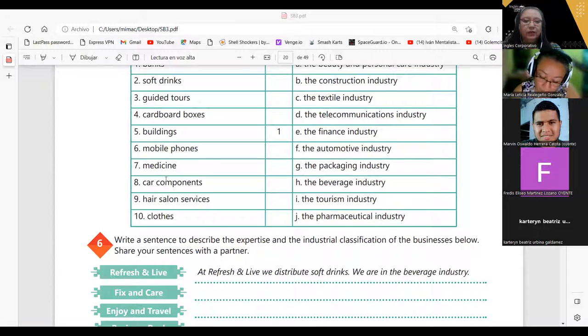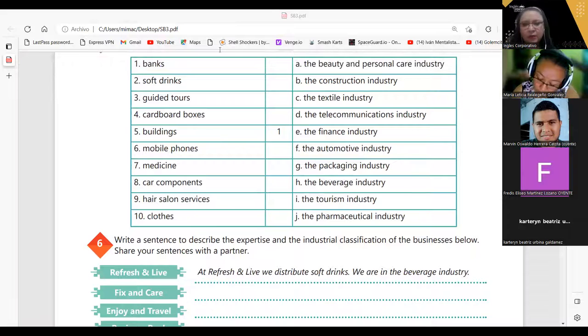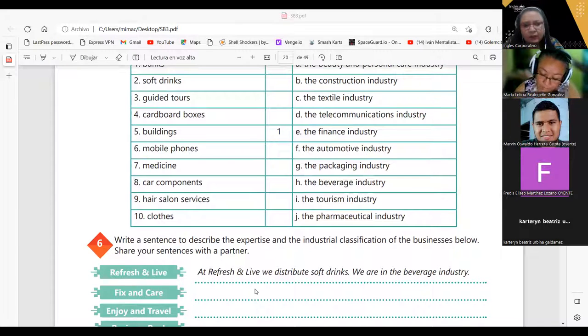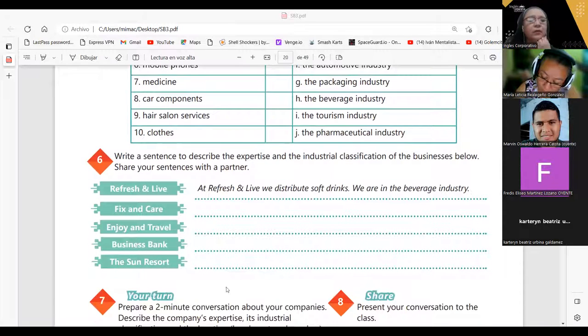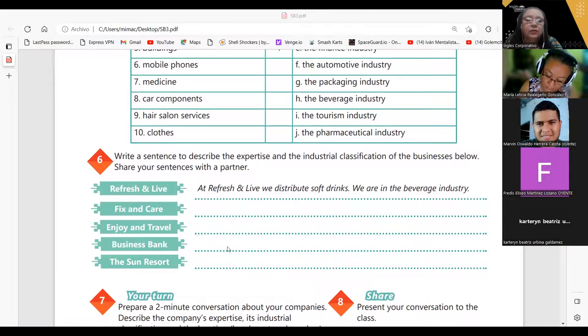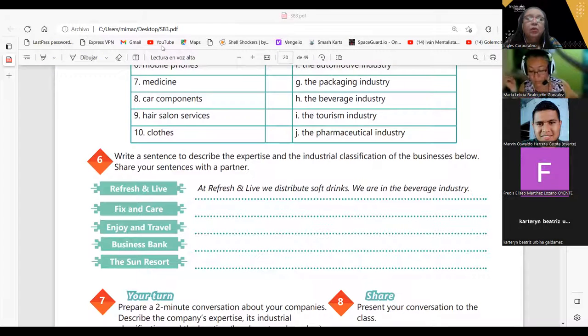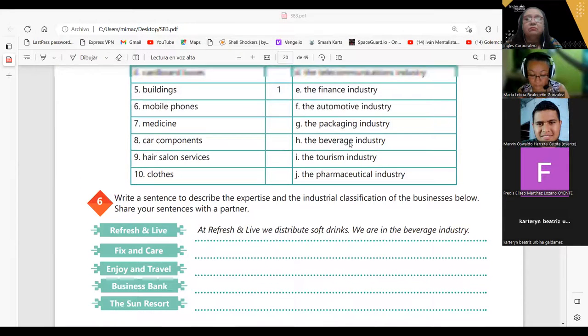Okay. Then Business Bank would be the financial industry. At Business Bank, we are in the financial industry. We are in the finance industry.